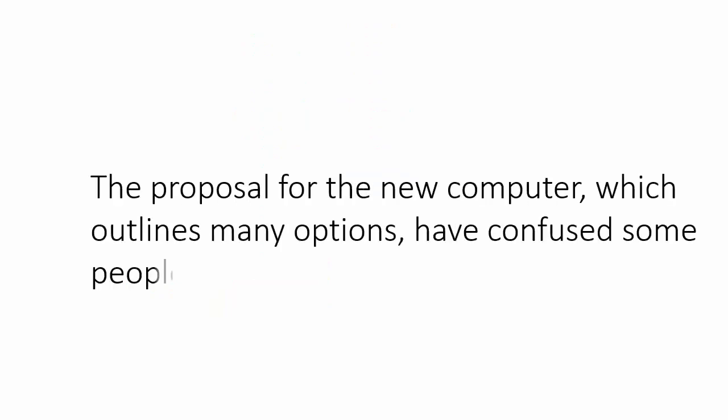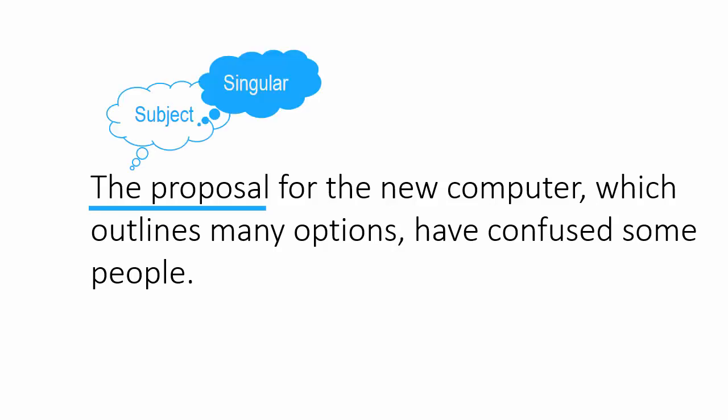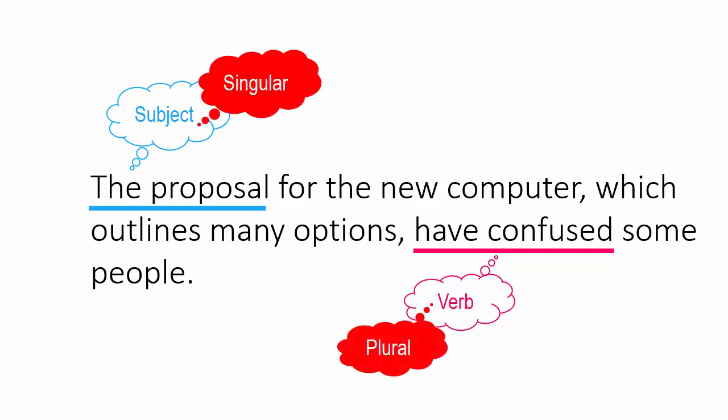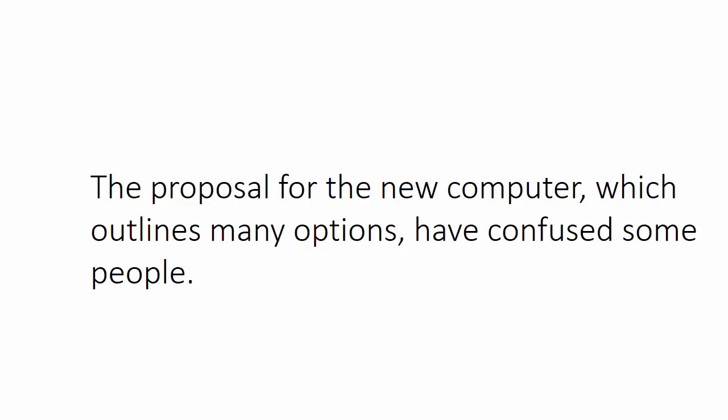Let's check for agreement in a more complex sentence. "The proposal for the new computer program, which outlines many options, have confused some people." In the sentence, the proposal is the subject and it's singular, but the verb have confused is plural, so there is an agreement problem. Here's a tip.